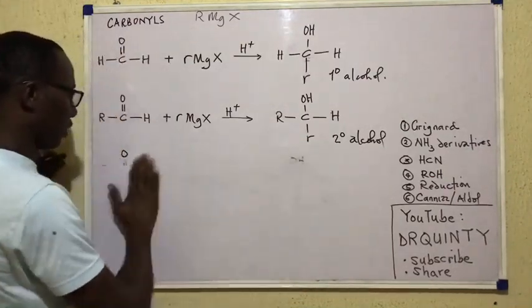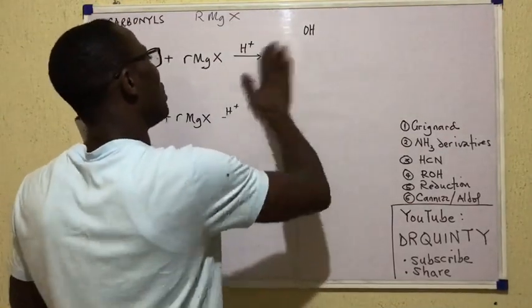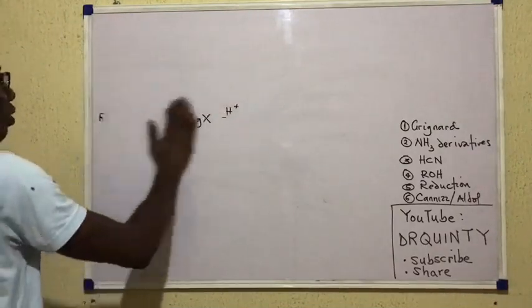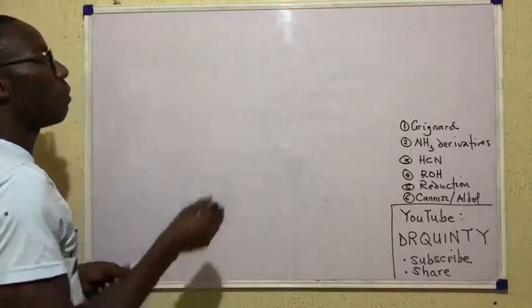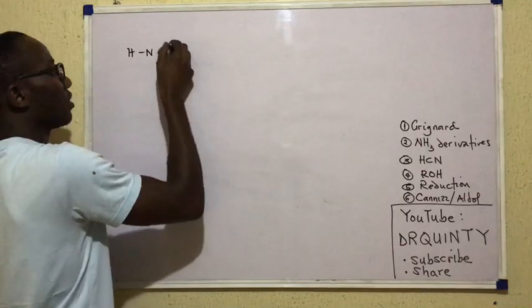So I'll make space for that. Now, when we say derivatives of ammonia, we may need to talk about ammonia itself first so that we can appreciate what we call ammonia derivatives. Ammonia itself is written as H, N, H, and H.